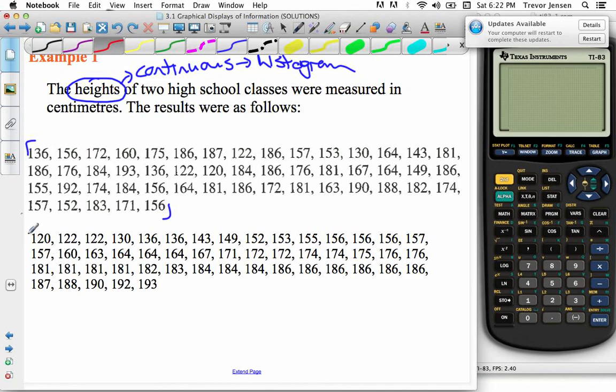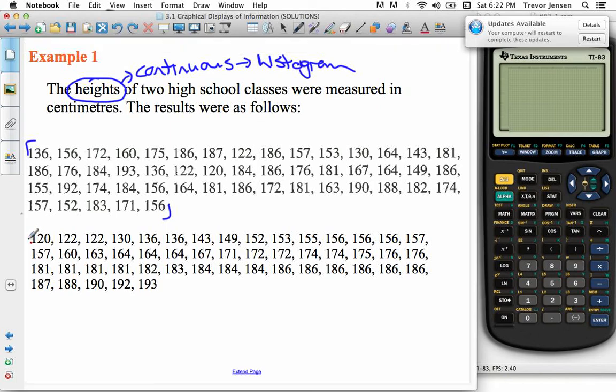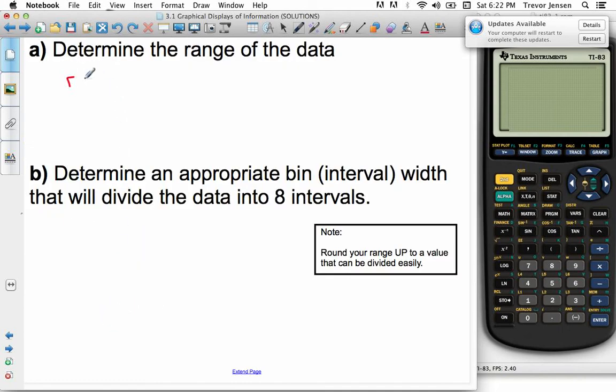To start off with, let's figure, okay, what range of data do I need my intervals to cover? So I need my intervals to cover the data between 120 and 193. So I need to figure out the range of my data. To figure out the range of your data, you just take your highest data point, 193, and subtract your lowest data point, which was 120. So I need my intervals to cover a range of 73.